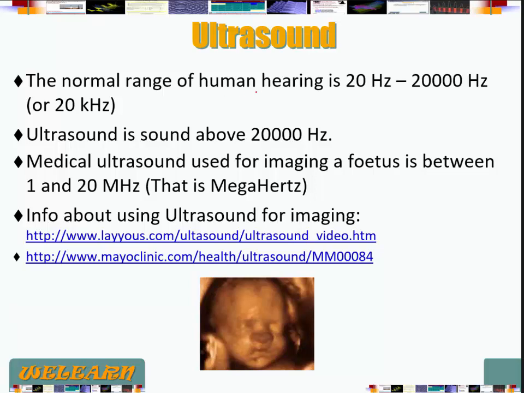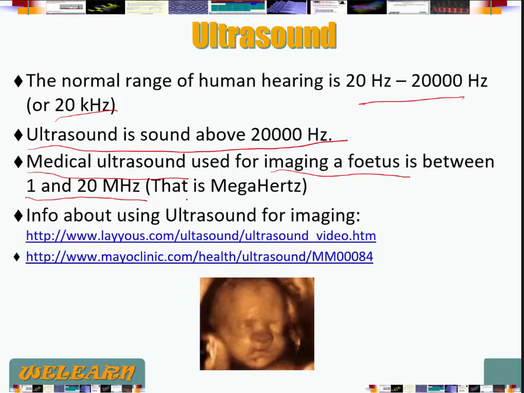The normal range for human hearing is between 20 Hz and 20,000 Hz, or 20 kilohertz. Ultrasound is whatever is above that, above 20,000 Hz. Ultrasound is used quite a bit in medicine. It's used for imaging, for example, a fetus for pregnant women. The frequencies used for that purpose are between 1 and 20 megahertz.